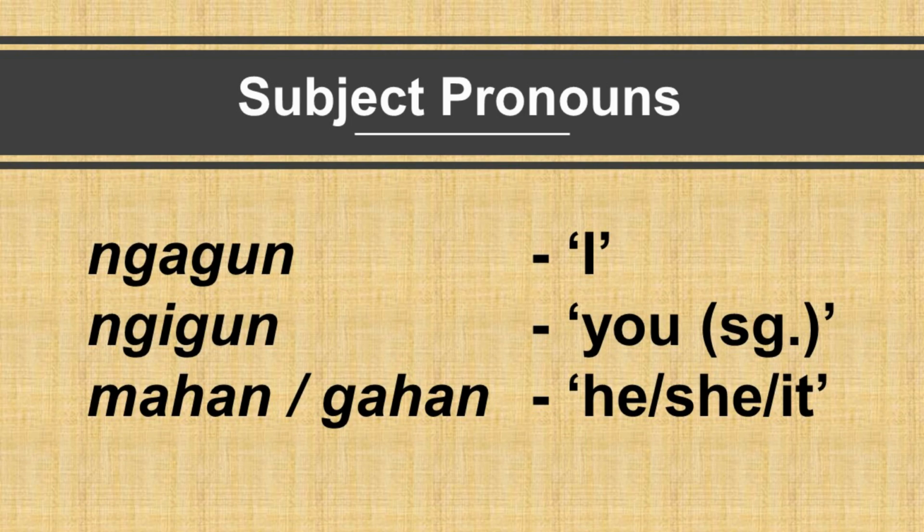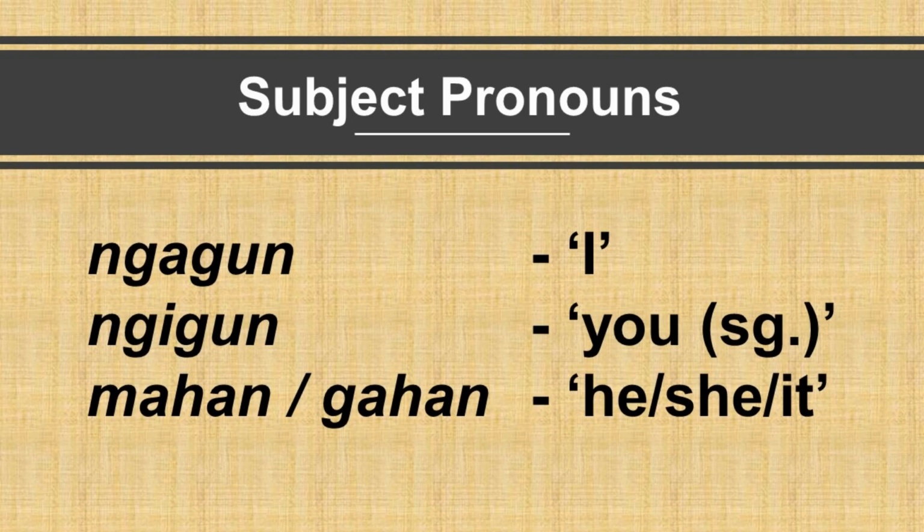The pronoun for the first person, for I, in Wagiman is ngagun. The pronoun for you, a single person, is ngigun. And the pronoun for he, she, or it, so the third person, is ma'an or ga'an.